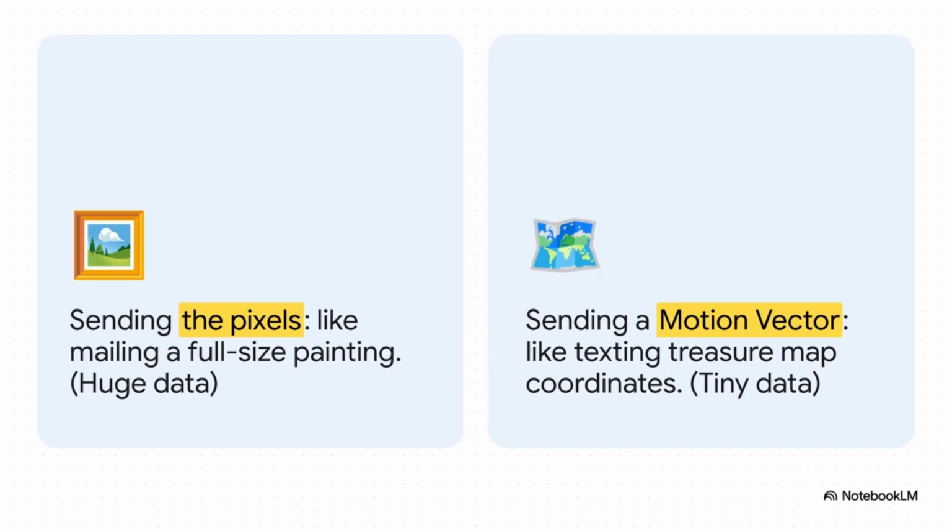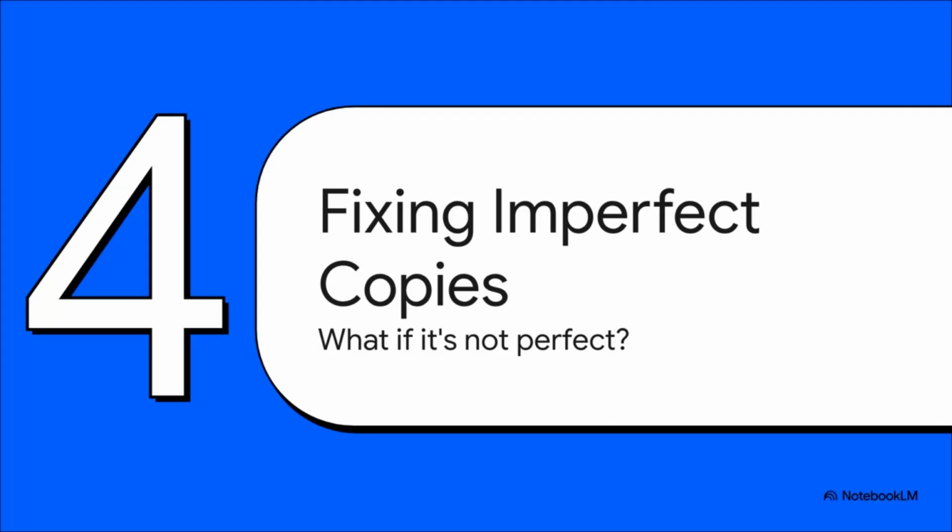The difference in efficiency here is night and day. Sending the actual pixels is like trying to mail a full-size painting across the country. But sending a motion vector, that's like just texting someone the treasure map coordinates. One is huge, heavy, and slow. The other is practically weightless and instantaneous. Okay, so that's brilliant for things that are perfectly still or just sliding around. But, in the real world, the match isn't always perfect. So what happens then?